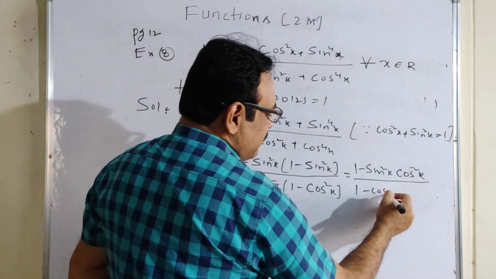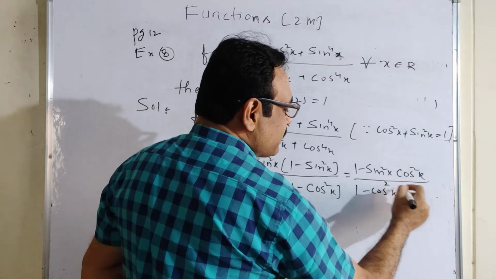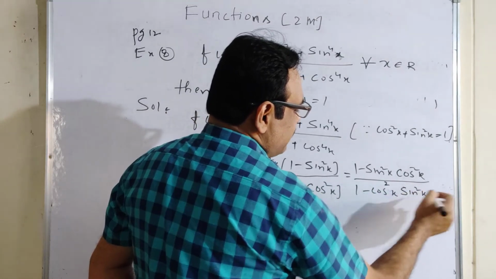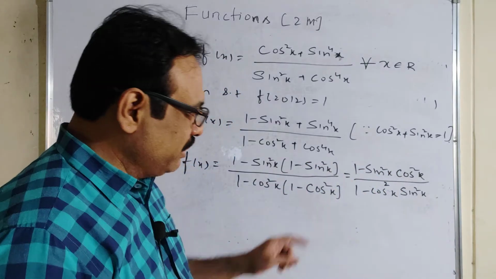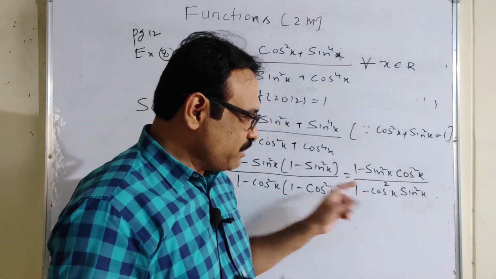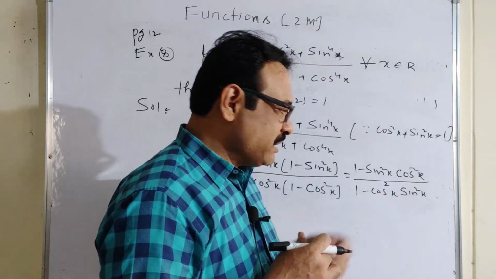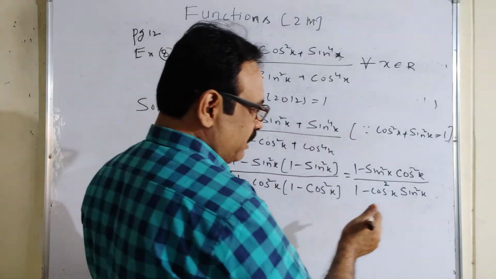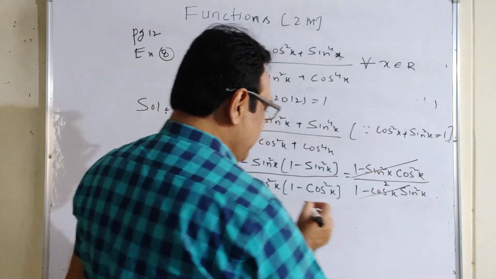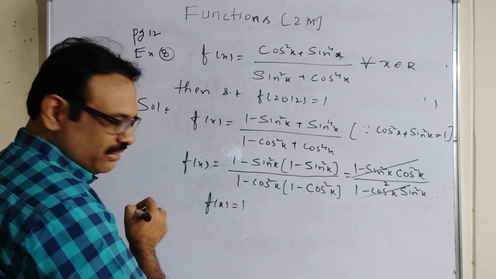1 minus, this is going to be cos square x into 1 minus cos square x, which is equal to sin square x. As you observe, the numerator and denominator both have 1 minus cos square x, which is sin square x. The numerator is one term and the denominator is one term, both are the same, so you can cancel. So f of x is equal to 1.